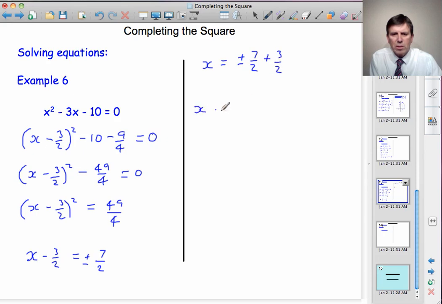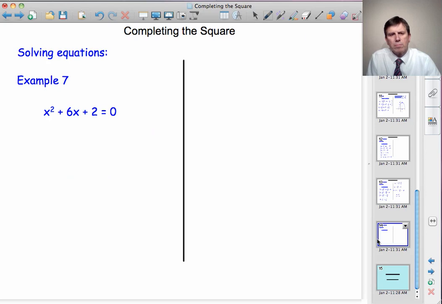So what are our 2 answers? X equals 7 over 2 plus 3 over 2 is 10 over 2, which of course is 5, or x equals minus 7 over 2 plus 3 over 2, which is minus 4 over 2, and that's minus 2. So the answers, x equals 5, x equals minus 2.